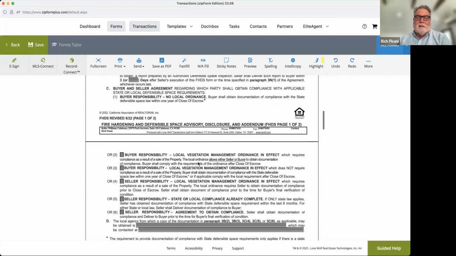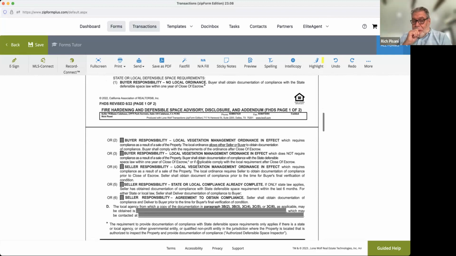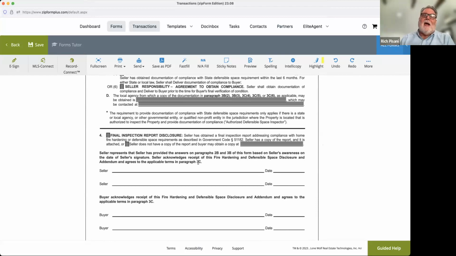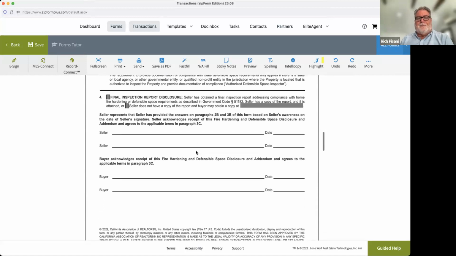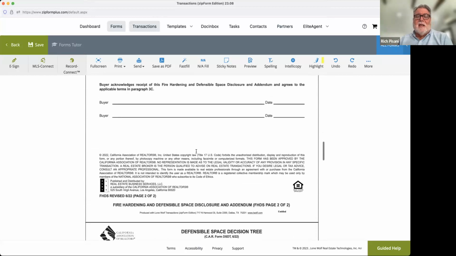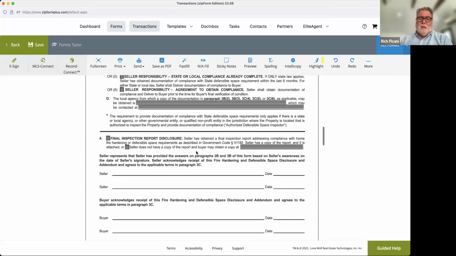If there is a local ordinance, then 3 will be checked, that the local vegetation management ordinance is in effect, which does not require compliance as a result of the sale of the property. So that's how the seller should be filling this out. If they have an inspection report, then you would check 4. And then that's it. Then it goes into the decision 3, which I think will only confuse you.